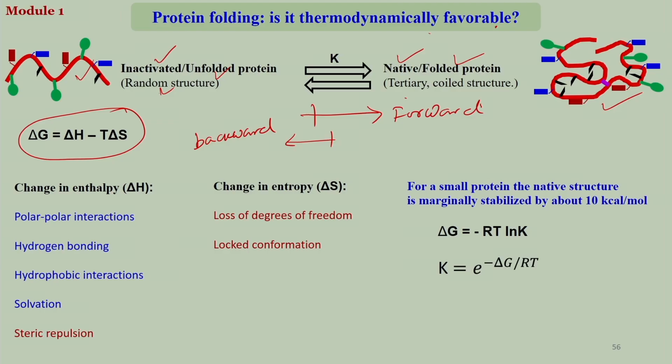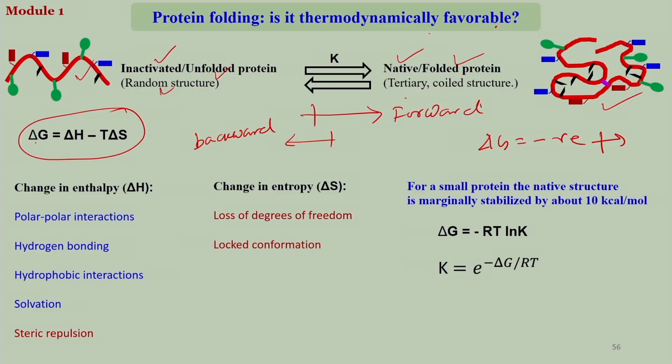Now, as you know, if you want to go in the forward direction, then the delta G of the overall reaction has to be negative. So, the Gibbs free energy has to be negative if you want a forward direction from inactivated protein to activated structure. For any spontaneous reaction, delta G has to be negative, that is called the Gibbs free energy. Now, let us see whether this process has a negative delta G or not.